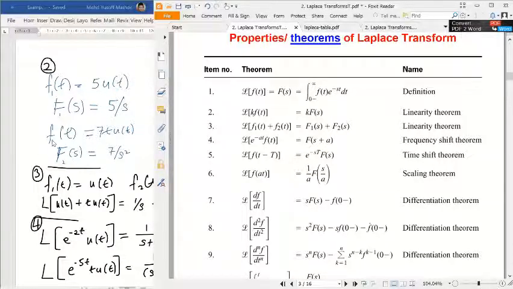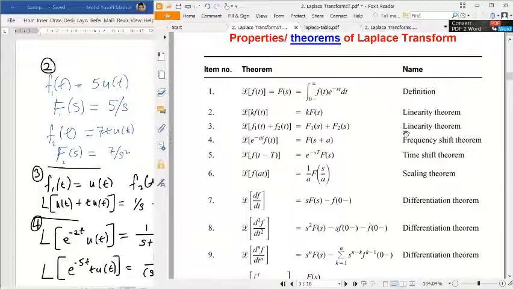Let's say you have another function f2 equal to 7tu(t). You know that tu(t) is the ramp function limited by the step function. The ramp function, if you refer to the Laplace table, is 1 over s squared. So if you have the multiplier here, just carry it over to the s domain. So that's the first theorem.